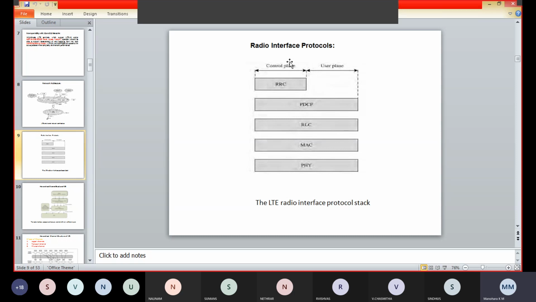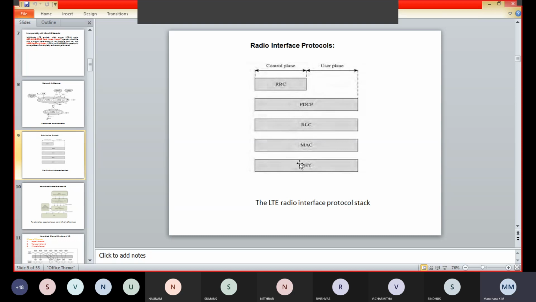So the main functions of the radio resource control layer, which performs the control plane functions, including paging, maintenance and release of an RRC connection, security, handling mobility management, and quality of service management.